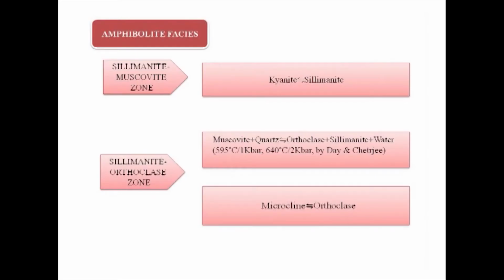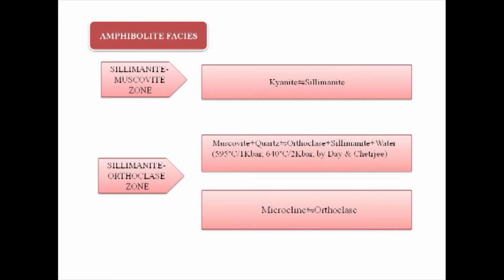Now, the next zone is the sillimanite orthoclase zone. Muscovite, which was present throughout the range of metamorphic phases from greenschist to the sillimanite muscovite zone of the amphibolite phases, now becomes unstable. It is with this breakdown of muscovite that the sillimanite orthoclase zone begins. The following reaction takes place: muscovite plus quartz gives rise to orthoclase plus sillimanite plus water at 595 degrees centigrade, 1 kilobar, and 640 degrees centigrade, 2 kilobars, by Day and Chatterjee 1974.